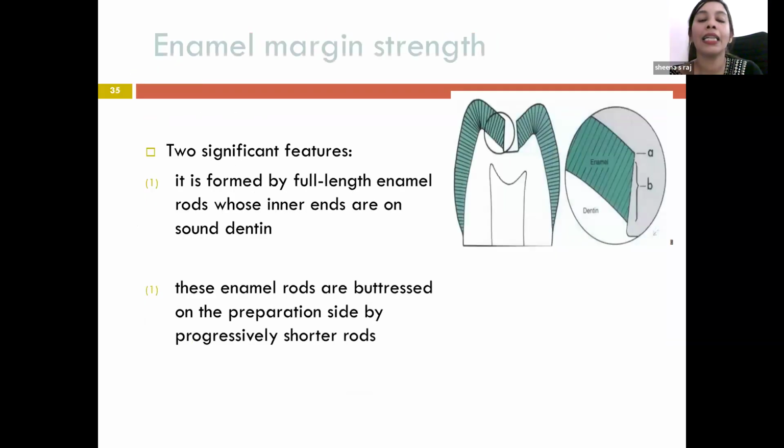And second, the enamel margin strength is also written in the outline form because it is formed by full length enamel rods where the inner ends are on sound dentin. That you have to keep in mind. And these enamel rods are buttressed on the preparation site by the shorter rods. So this enamel margin strength should also be written here.